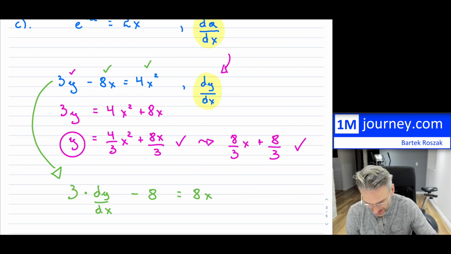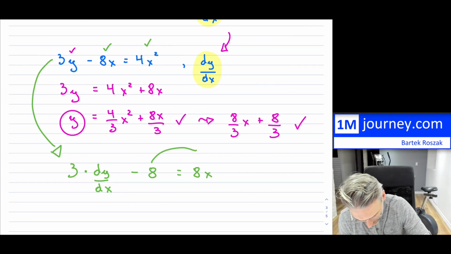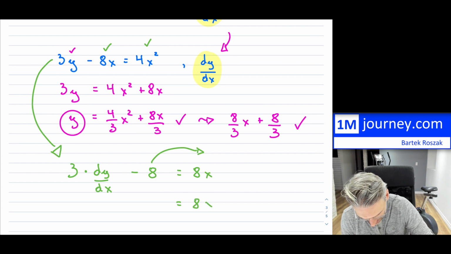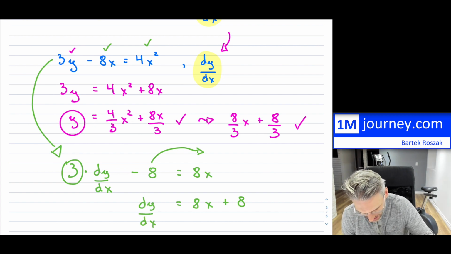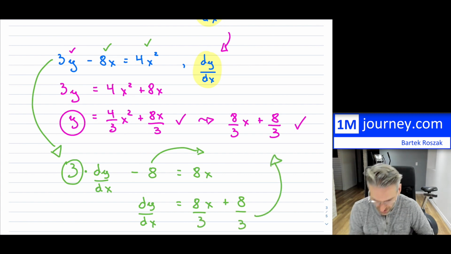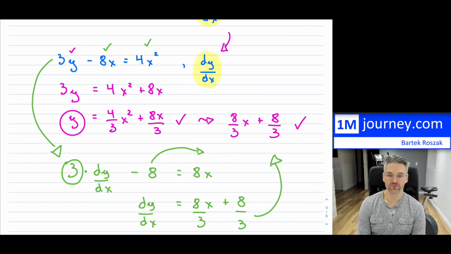So now I can rearrange this. Sure, I can bring this over. This is going to be 8x plus 8. And then this 3, I'm going to divide both sides by it. So I'm going to get dy dx. Dividing it gives me exactly the same thing. So I have been capable of using implicit differentiation to actually find my derivative. And it's just using the chain rule, with a little bit of an extra item to think about.